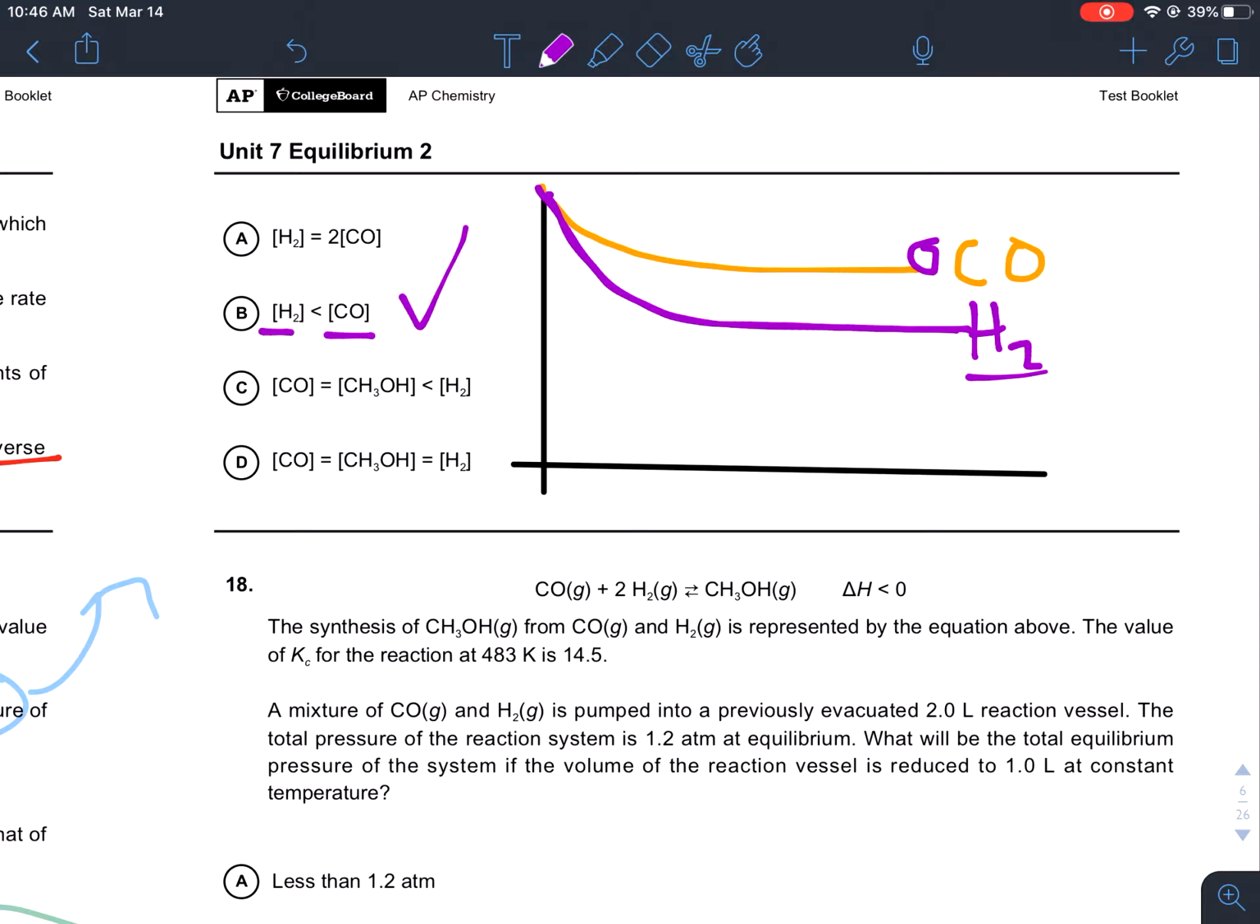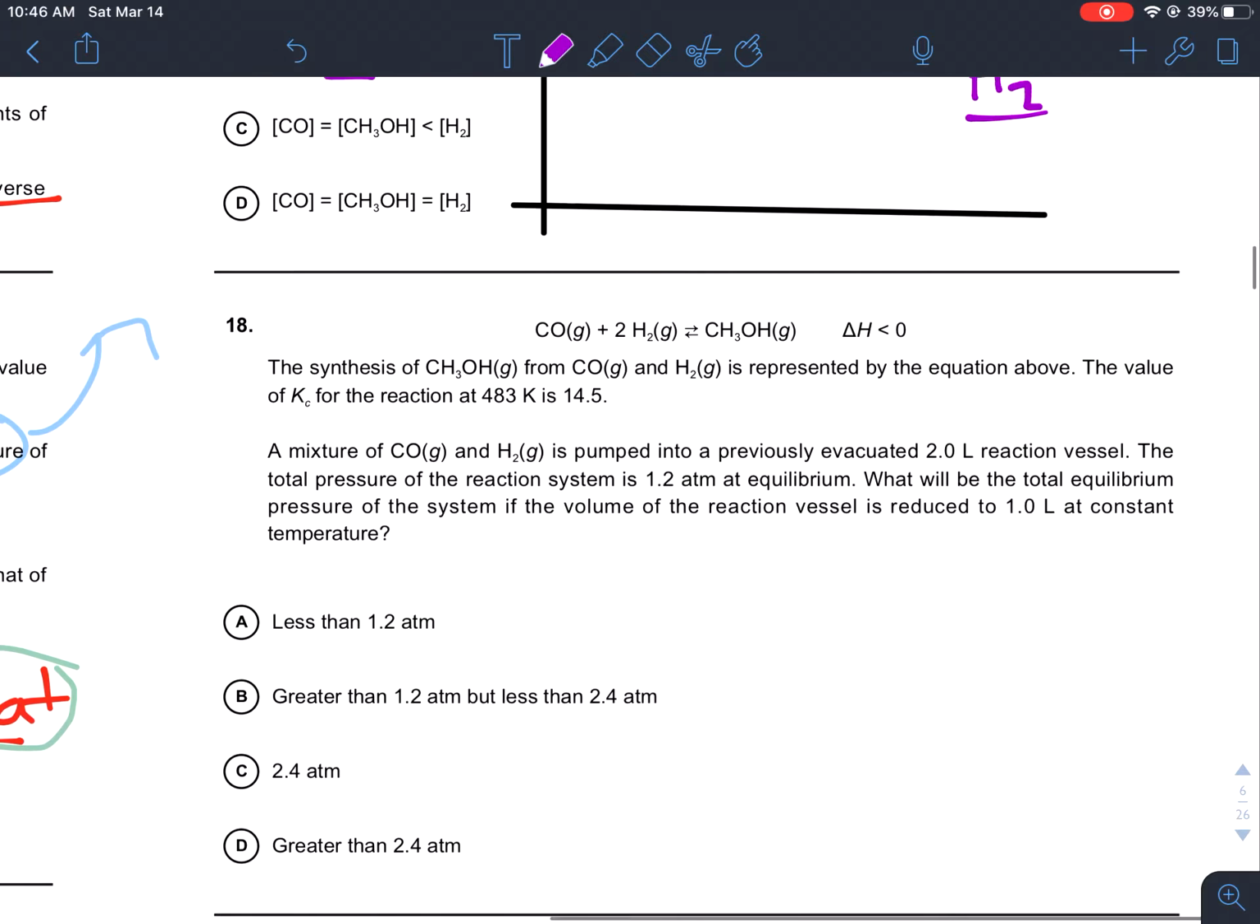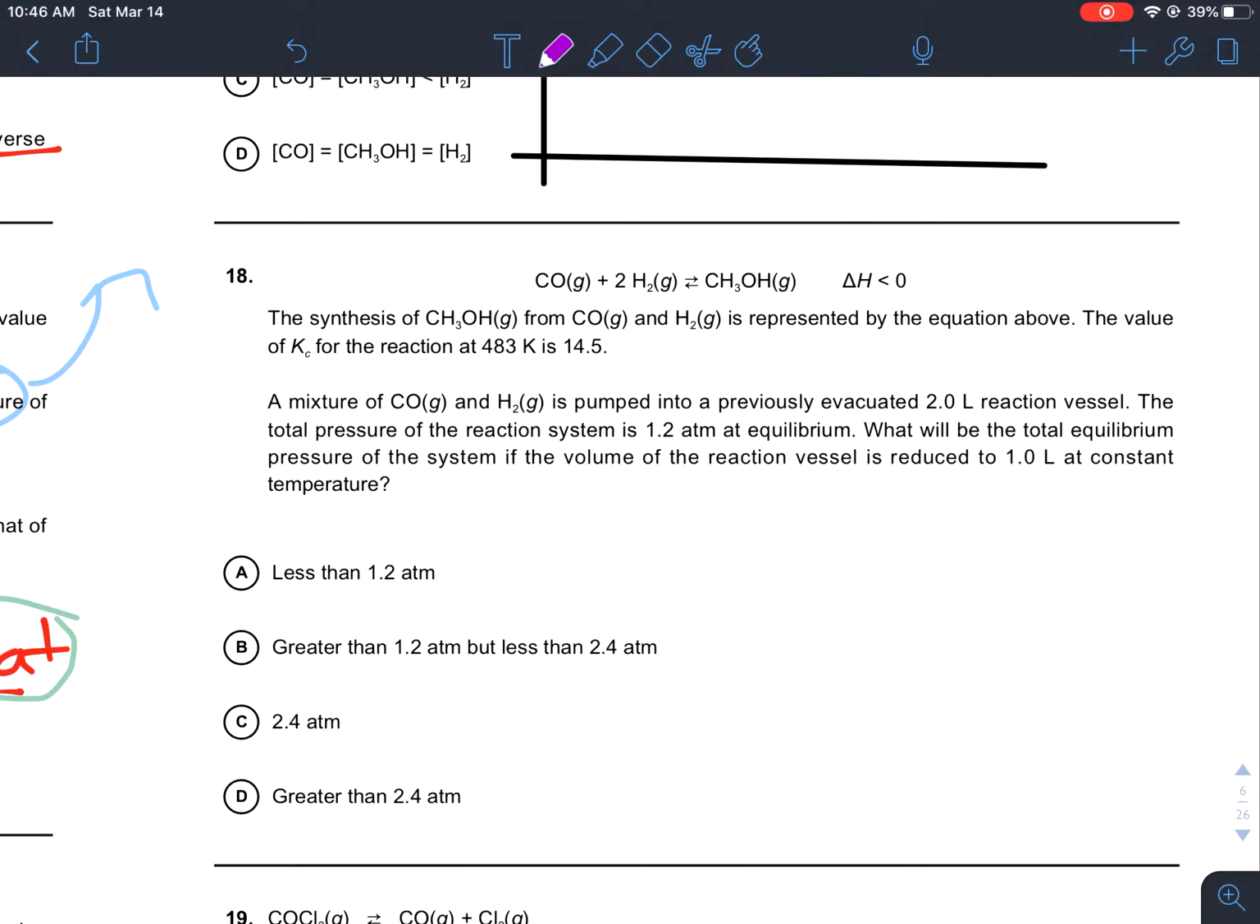All right. Let's take a look at number 18. The synthesis of methanol, same equation going on here, and you have these scenarios. Now, a mixture of the CO and the H2 is pumped into a previously evacuated 2-liter vessel. The total pressure of the reaction at equilibrium is 1.2. So what will the total equilibrium pressure in the system be if the volume of the reaction vessel is reduced to 1 liter?